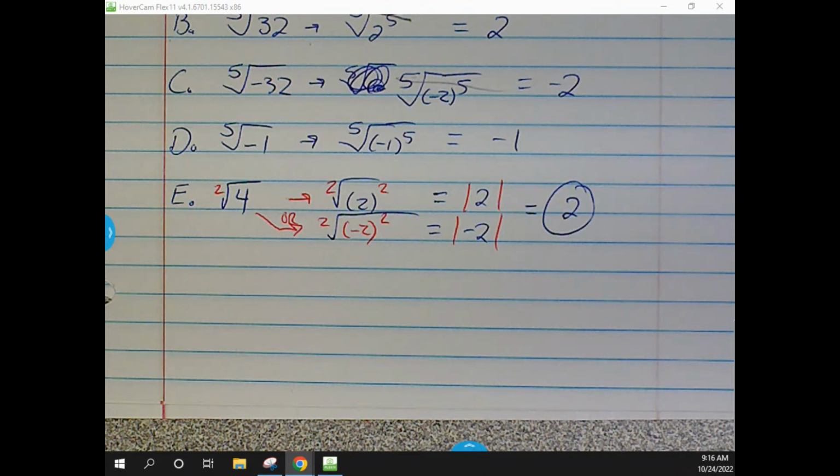Okay, now again, it's just one of those little things that we're getting through here, but eventually we'll get to the point where we won't have to worry about it quite so much.